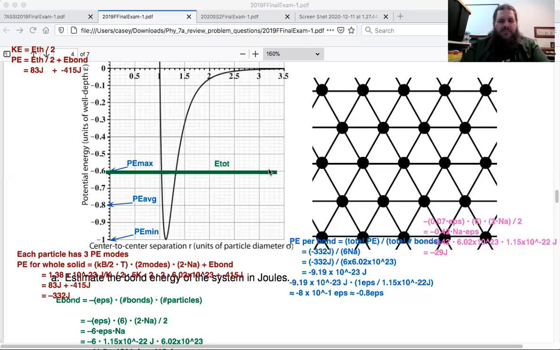Where, sorry, go ahead. Maybe where total energy intersects with the potential energy graph? Yeah, that should work, because if total energy equals E total, there's nothing left for kinetic energy. So at those two locations, potential energy equals E total, which means kinetic energy is going to be 0.